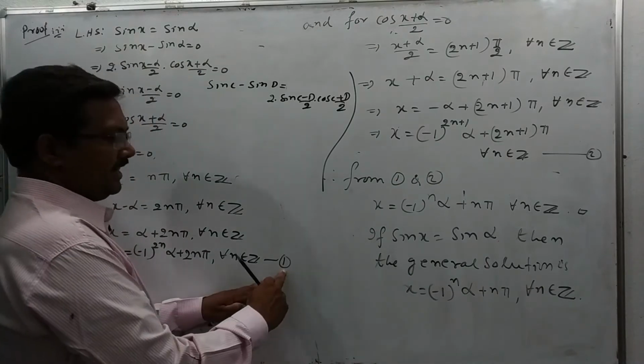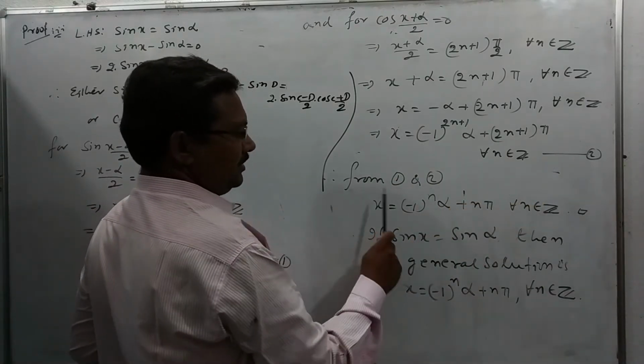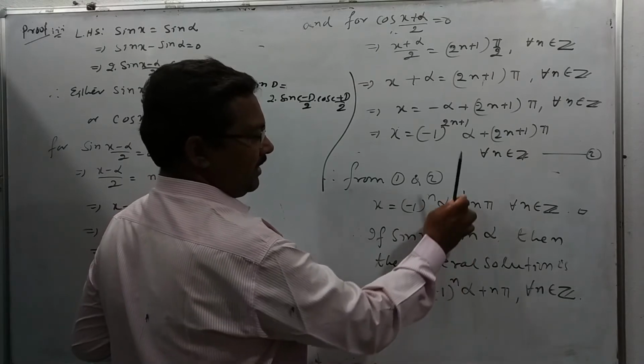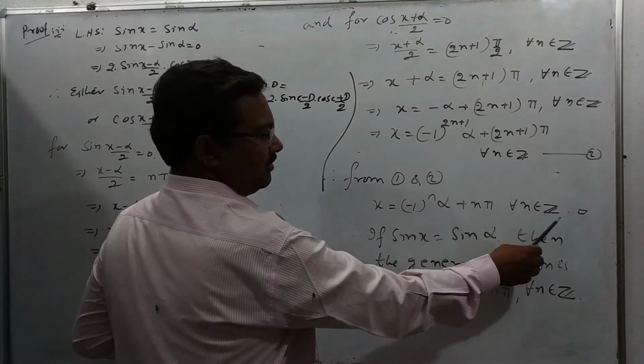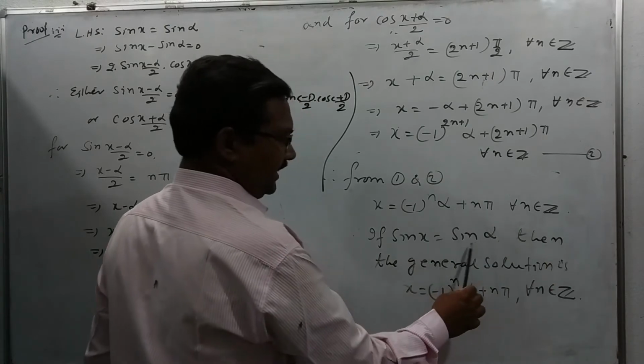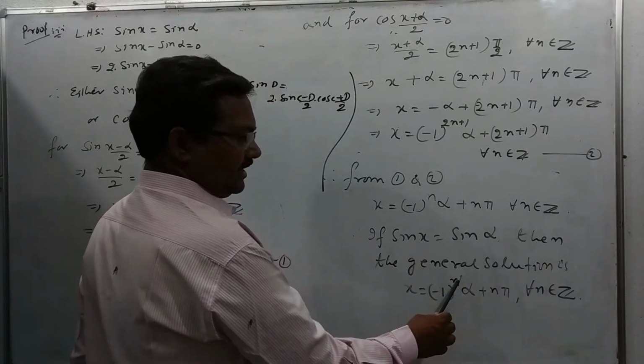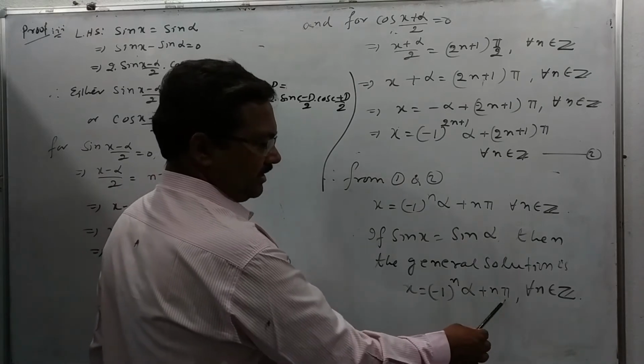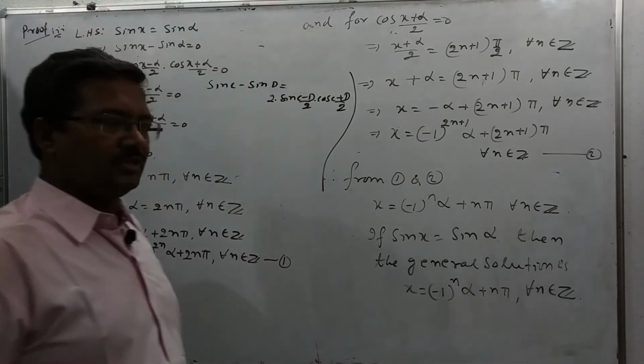From the first and second assertion, we got x equals minus 1 to the power n alpha plus n pi for all n belongs to Z. If sin x equals sin alpha, then the general solution is x equals minus 1 to the power n alpha plus n pi for all n belongs to Z.